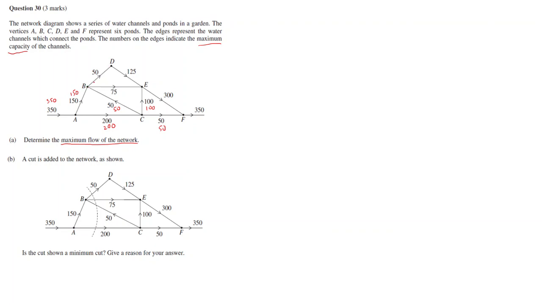But all point B can give out is 75 plus 50. So it can only give out 125, sorry. 75 plus 50, 125. So we have a problem here. We have already distributed too much. So what we need to do now is go back and make some corrections.